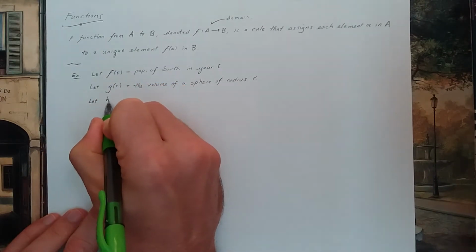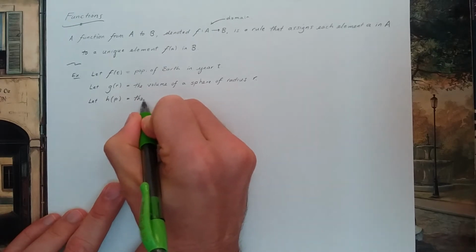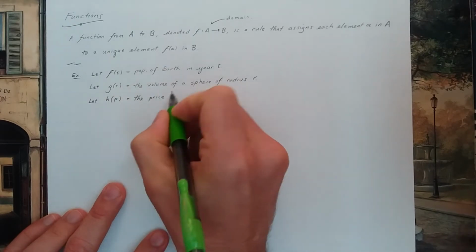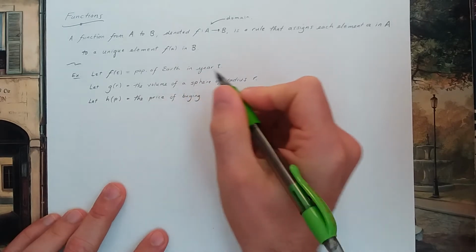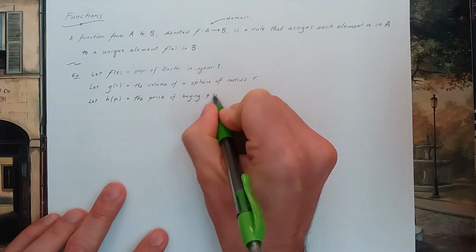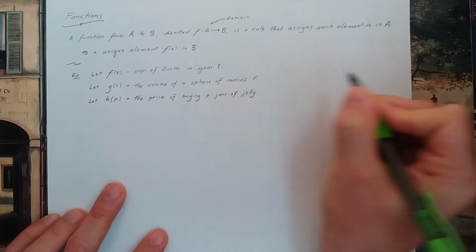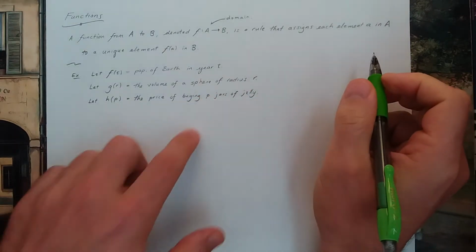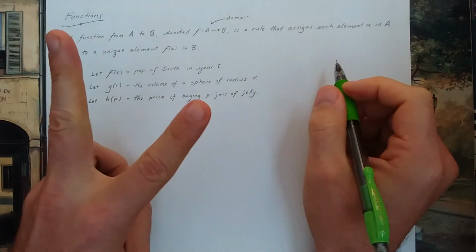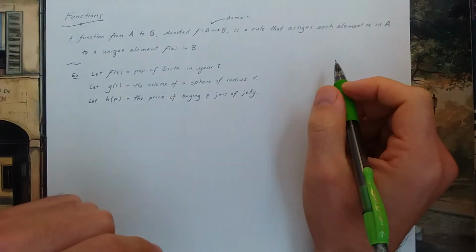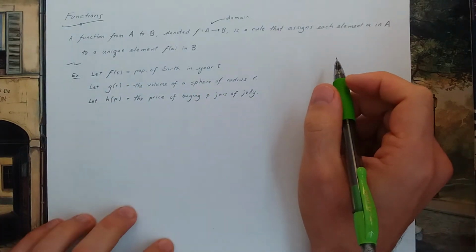How about h of p be the price of buying p jars of jelly. So if you go to the supermarket, you want to buy 1 jar of jelly, it costs a certain price. If you want to buy 2 jars of jelly, maybe there's a 2-for-1 discount or something, and so the price is different. I don't know.